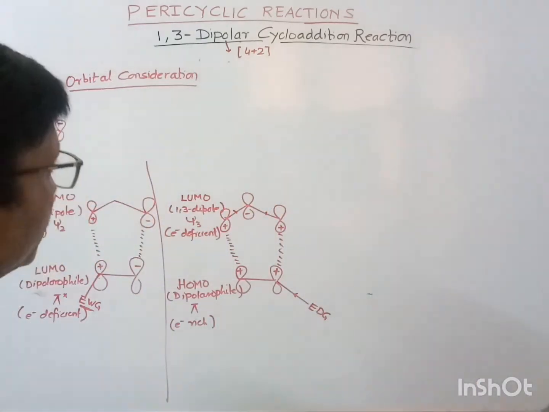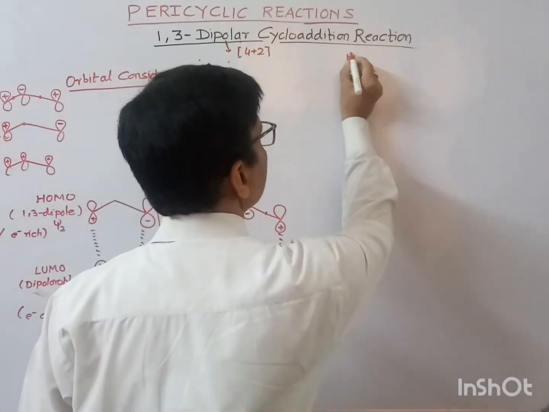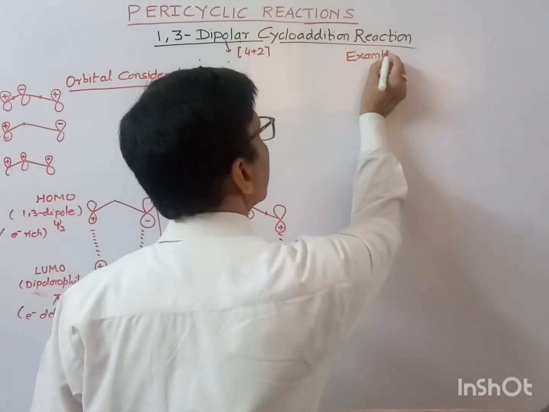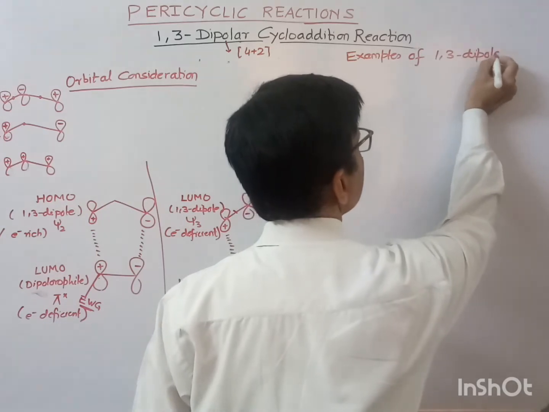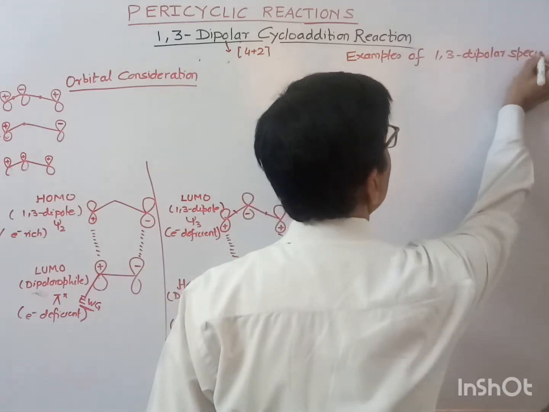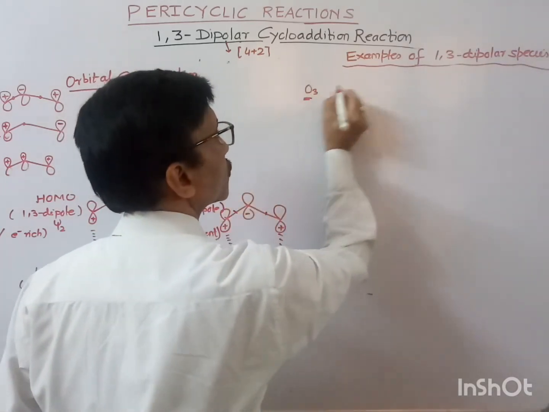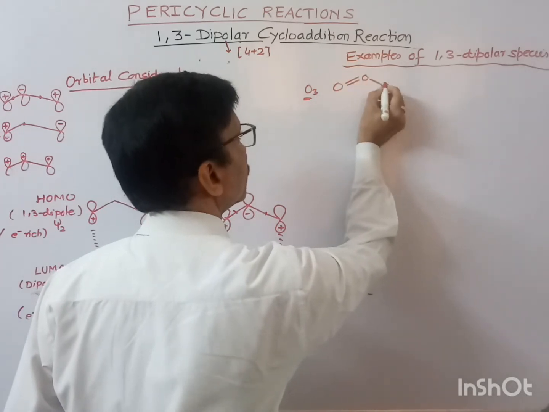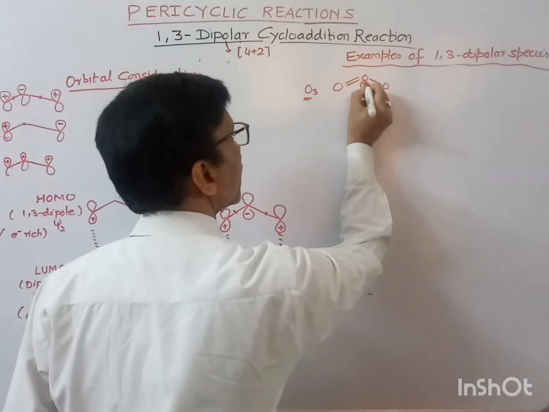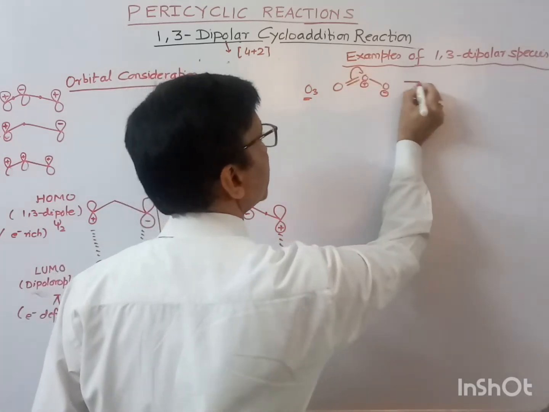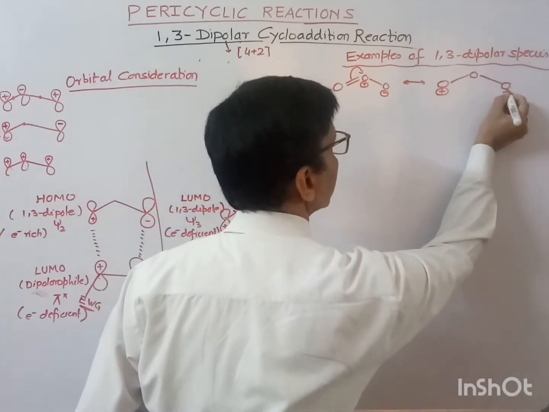Before coming to the examples, let us give you some examples of 1,3 dipolar species. For example, ozone may act as a 1,3 dipolar species, and here it has the positive sign and this has the negative sign. Or it may be written in a resonance stabilized form, where this has a positive sign and this has a negative sign, like this.